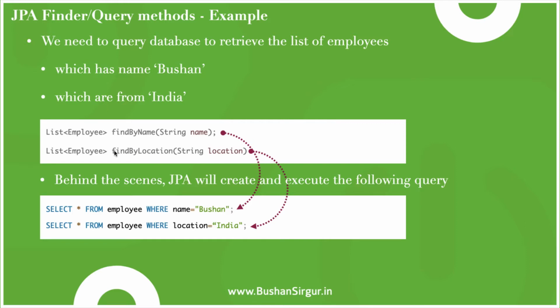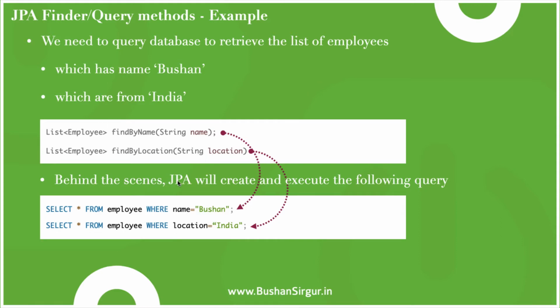We can use findBy, which is the naming convention we have to follow to create the finder methods, findBy followed by the field name. In this case, name is the field. So findByName, and we need to pass the employee name as a parameter. For the location, we define a query method which is findBy followed by the field name. In this case, it's location, in camel case, and this is going to receive the location as a parameter.